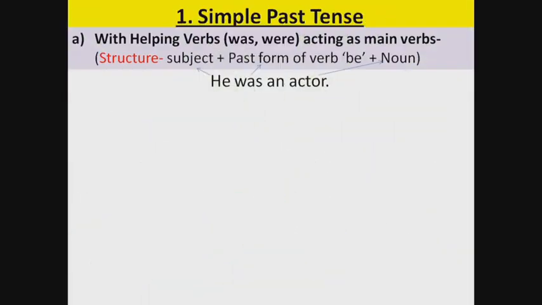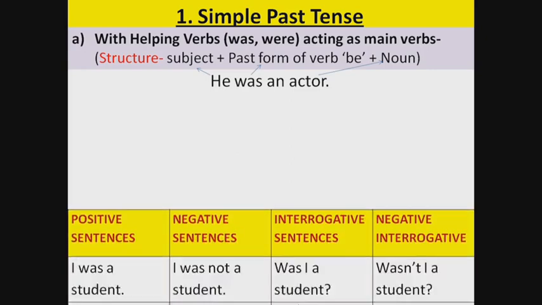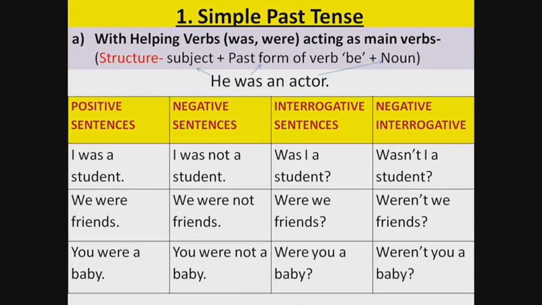Simple past tense. First, let us learn how to form sentences using helping verbs was or were acting as main verbs. Sentence structure is subject plus past form of verb be plus noun. For example, he was an actor. More examples. I was a student. This is a positive sentence. I was not a student. Negative. This is a negative sentence.